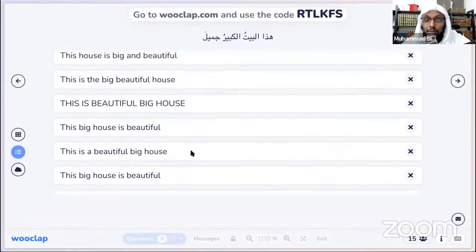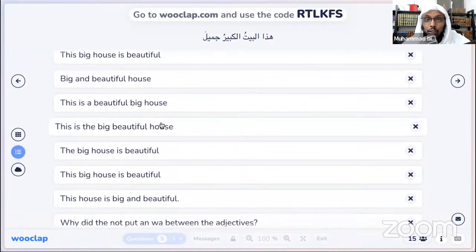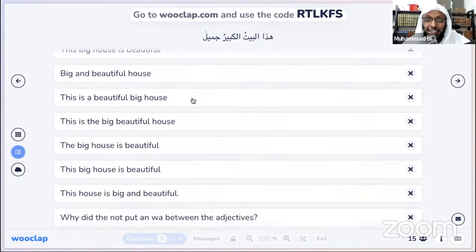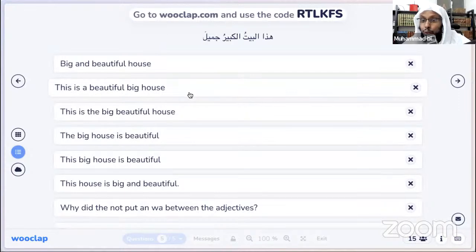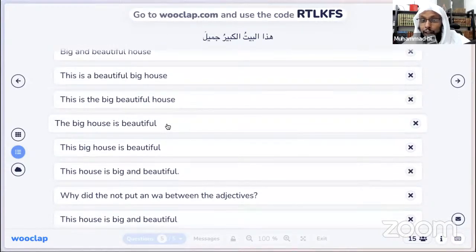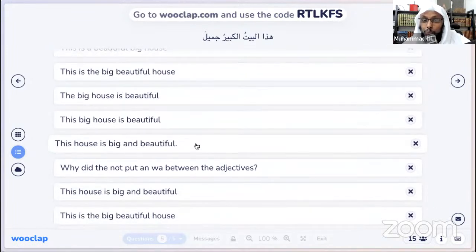Let's see. I did come across the correct answer so far. "Big and beautiful house." No, you have to say this. If you don't add this, then there's definitely something wrong, because we have had that over here. This is a beautiful big house. We already have that. We have this. We have this. The big house is beautiful. We also have that. The house is big and beautiful.